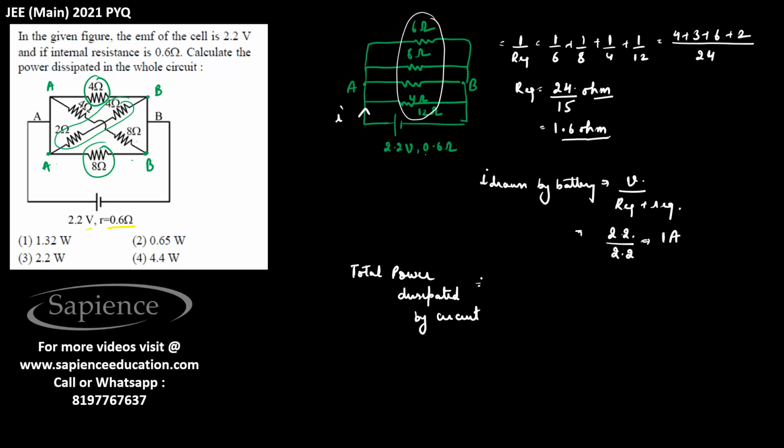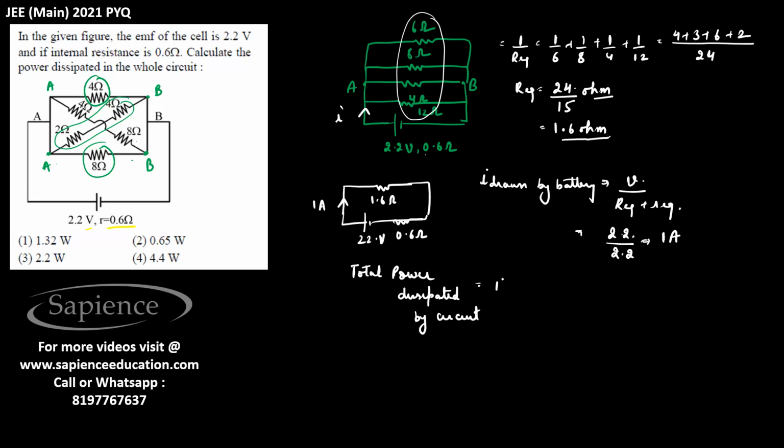We already reduced all the components to a single resistance equal to 1.6 ohm, and we have a battery of 2.2 volt with an internal resistance of 0.6 ohm. They all together make a current of 1 ampere through the circuit.